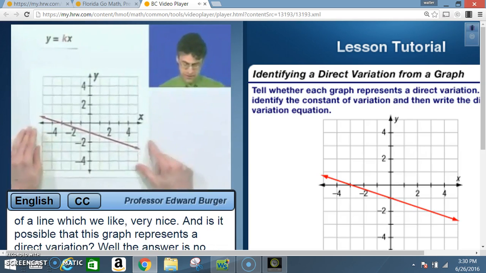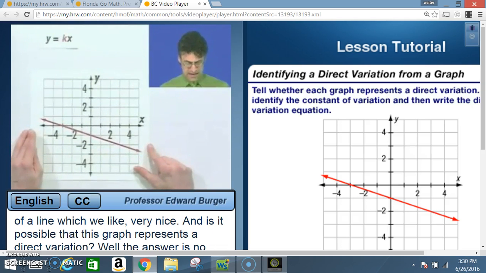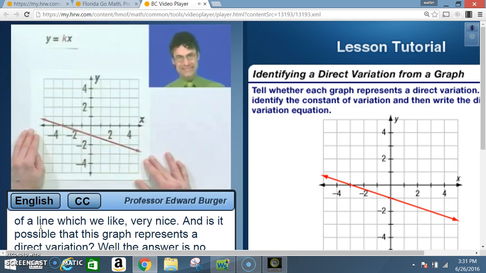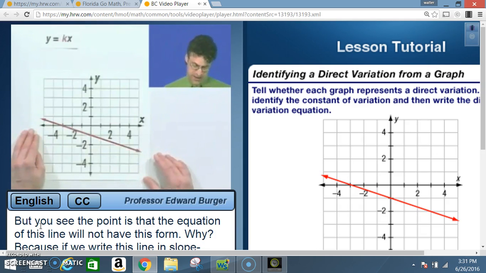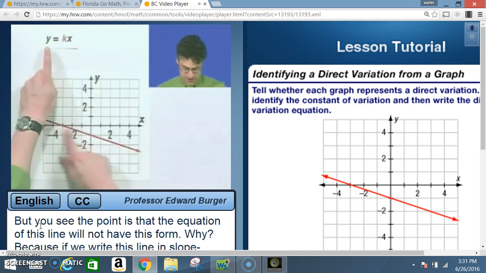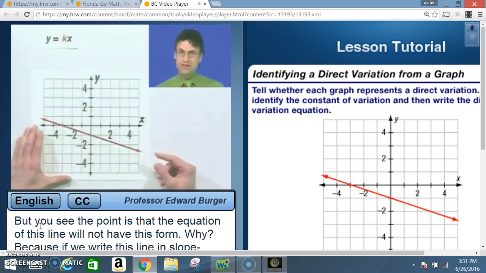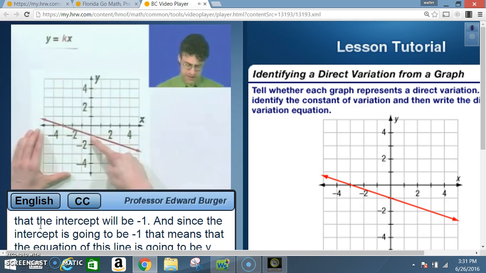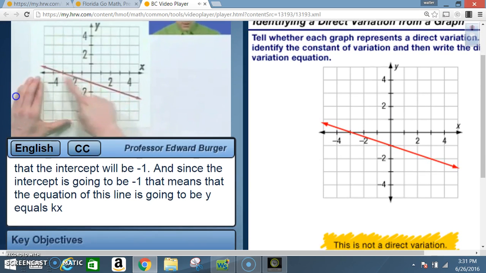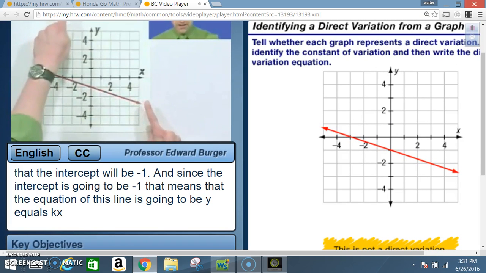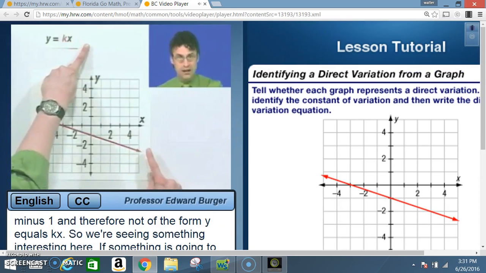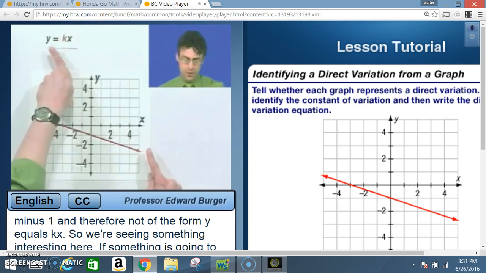So here's the graph of a line. And is it possible that this graph represents a direct variation? Well, the answer is no. Sorry. The point is that the equation of this line will not have this form. Why? Because if we write this line in slope-intercept form, we see that the intercept will be -1. And since the intercept is -1, the equation of this line is going to be y equals kx minus 1, and therefore not of the form y equals kx.